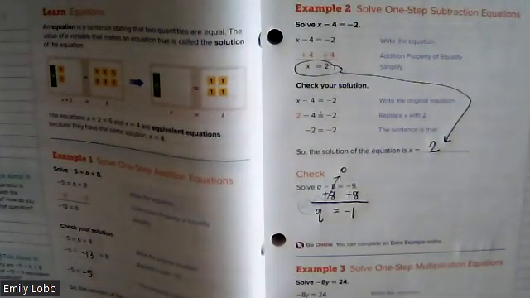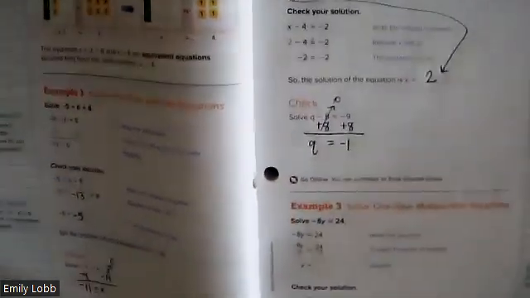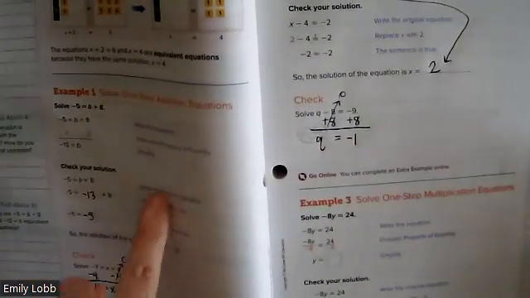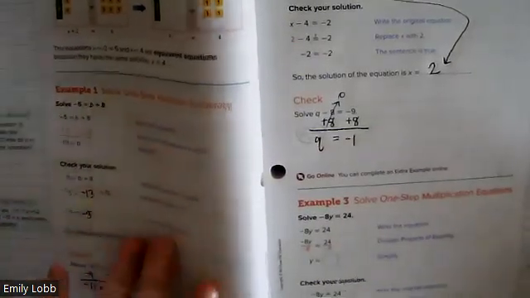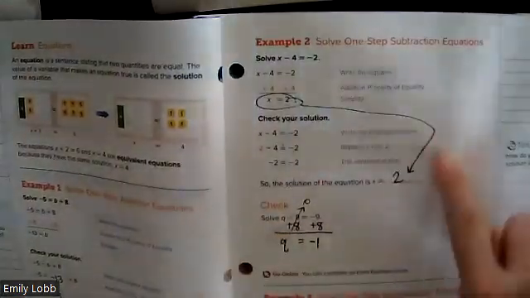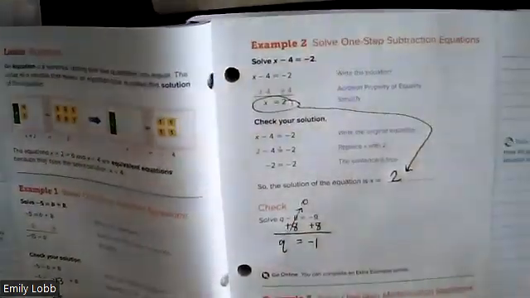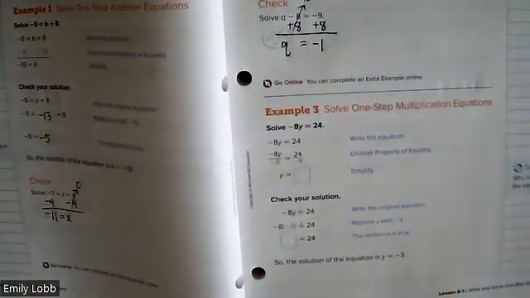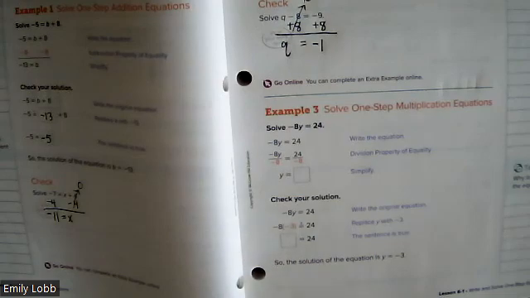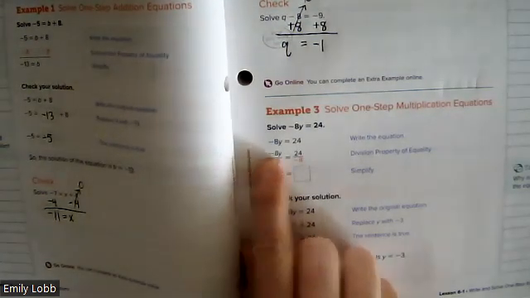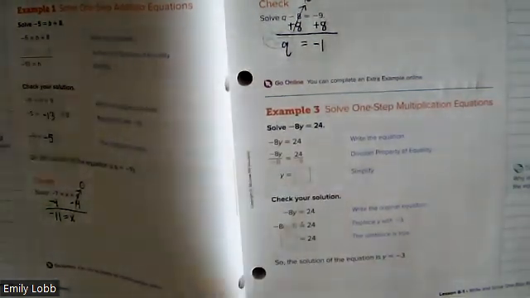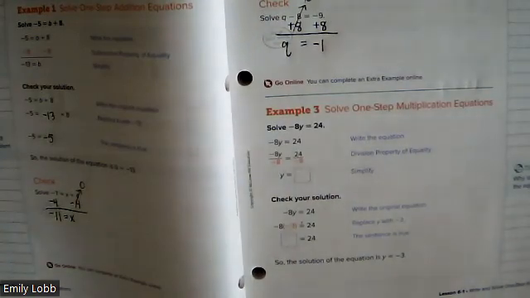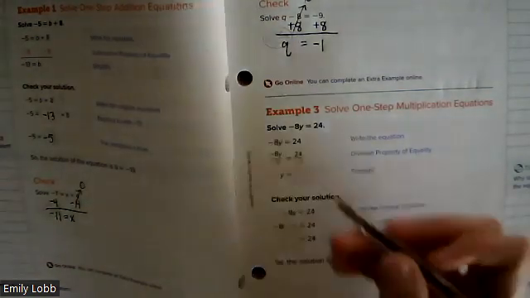All right, so these were examples of undoing addition. These were examples of undoing subtraction. Here we have to undo multiplication. What is the opposite of multiplication? Division. So how are they showing division here? With a fraction bar. You need to know that that fraction bar means divided by.